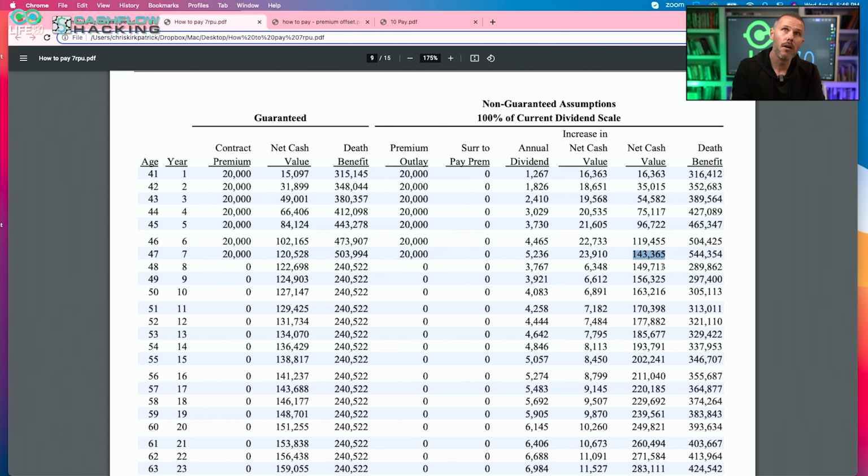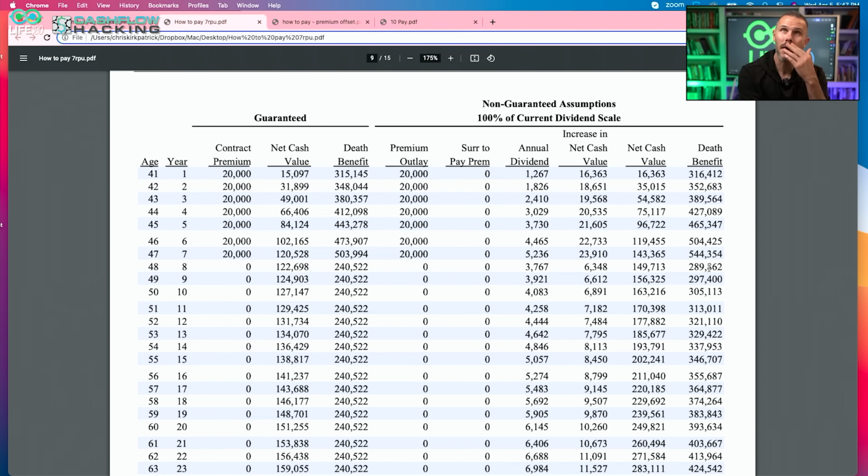But then year eight here, you have $6,348 of growth, and divided by 149,713, that's 4.2% growth, okay? So you've got a policy at year eight that you can reduce paid up, and it's going to grow by 4.2%. And there's no more costs, no more fees, no more expenses, no more anything in this policy. It is just wildly efficient for what you have going on.